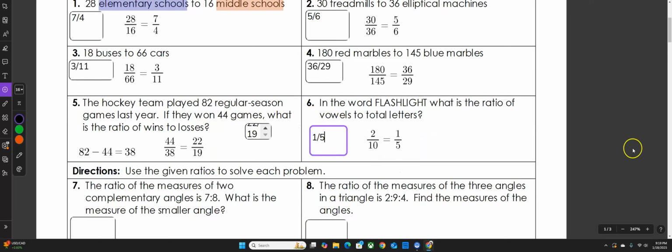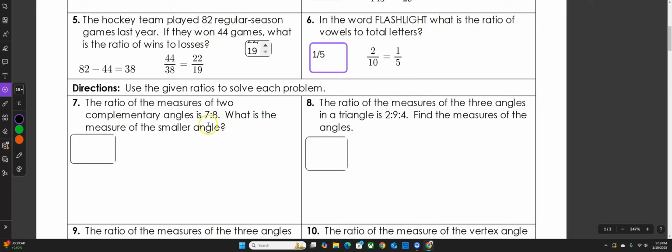Okay. The last one that we did in class in this section is number 7. The ratio of the measures of two complementary angles is 7 to 8. What is the measure of the smaller angle?